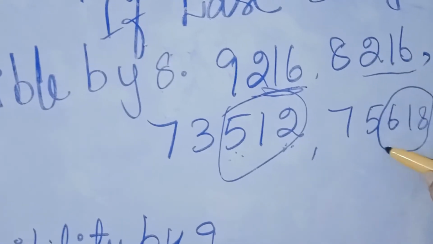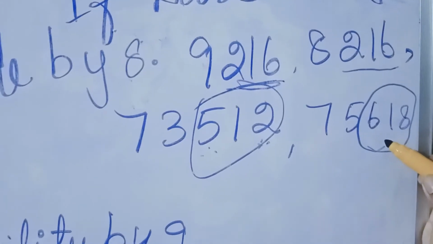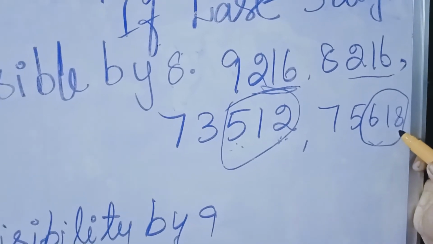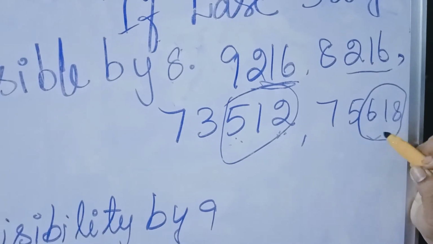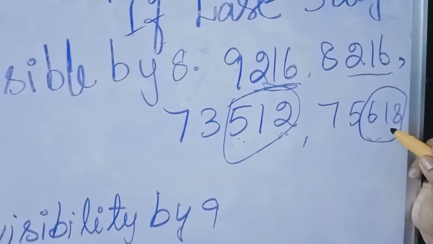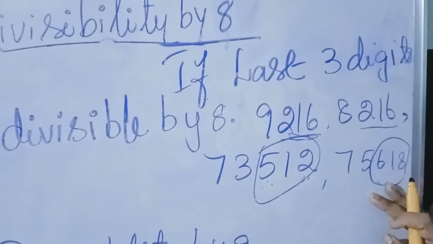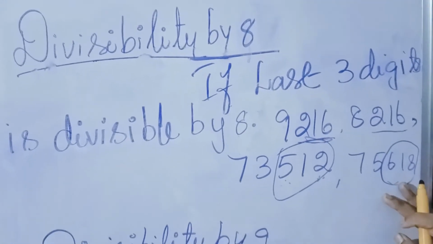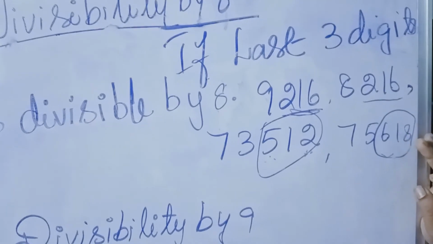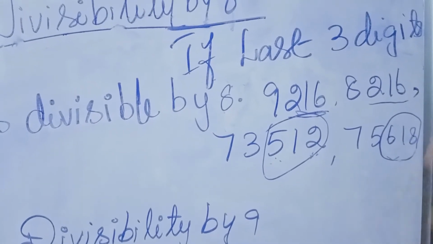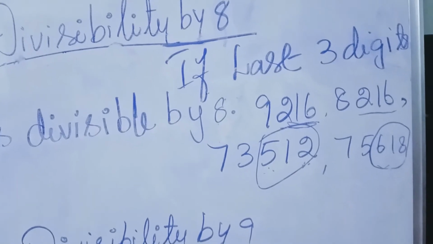75,608. You can check the last 3 digit number. Is 618 divisible by 8? No, 618 is not divisible by 8. So the whole number is not divisible by 8. Okay, this is the rule. You have to check the last 3 digit number. If the last 3 digit number is divisible by 8, then the whole number is divisible by 8.